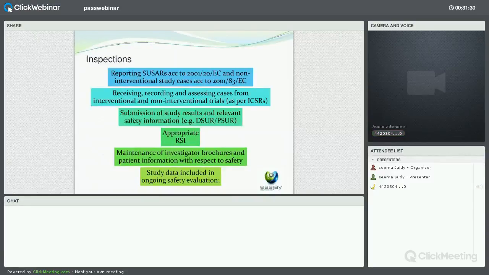basis. So we're just out of time by 2 minutes. I'm going to stop there. I know that was a very quick run through post-authorization safety studies. Are there any questions? Okay, I can see somebody typing now.